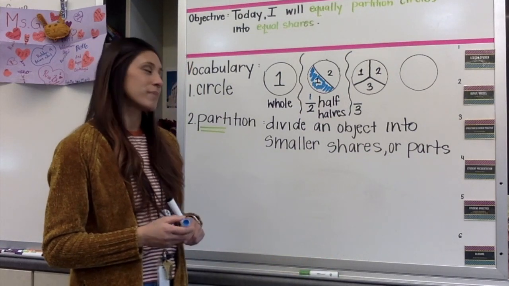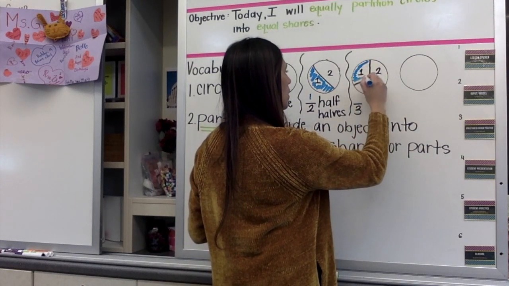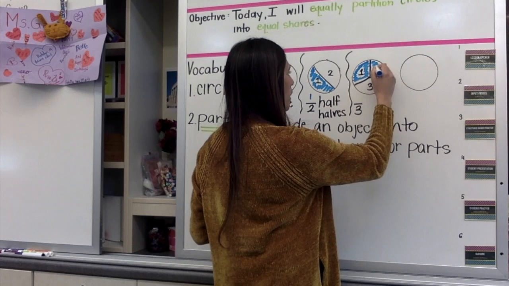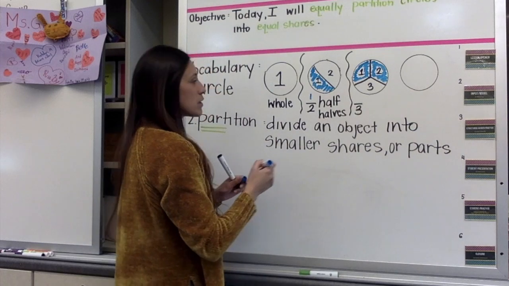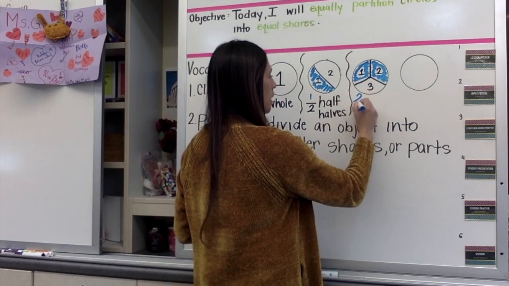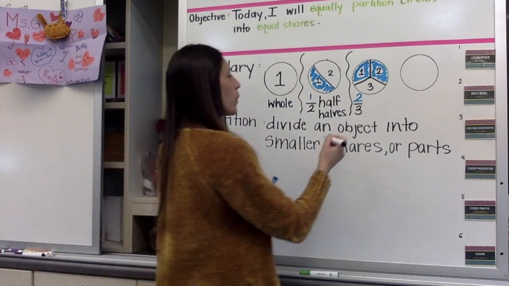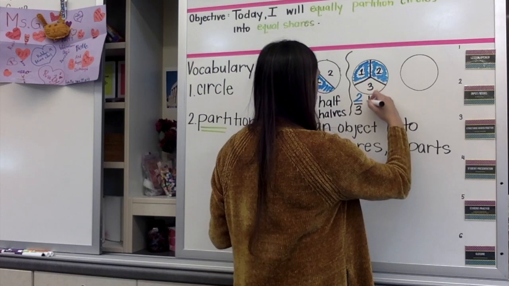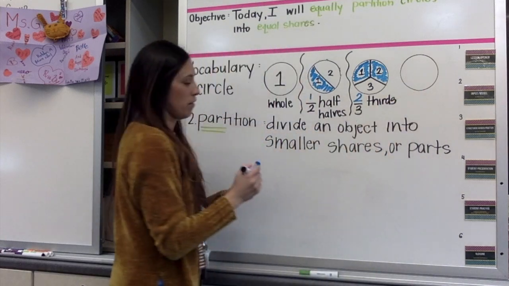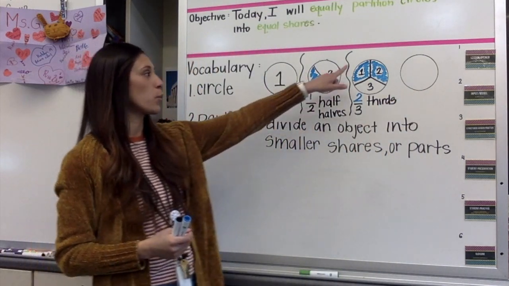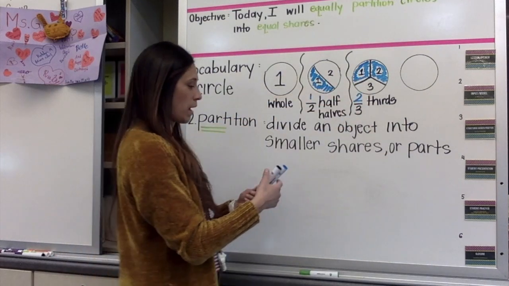I'm going to shade in 2 parts out of the whole circle. And I shaded those in blue. So my numerator shows how much is shaded. So 2/3 of this circle is shaded. We call this thirds. For singular, we would say 1/3, but for 2/3, we would say it's divided into thirds, okay?